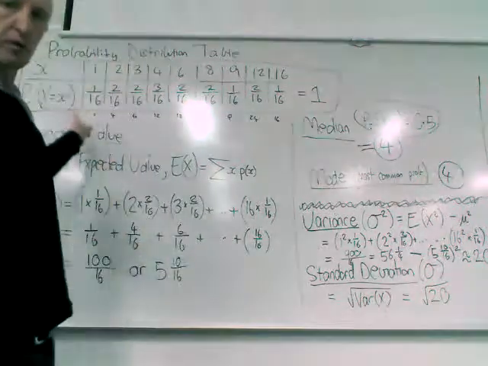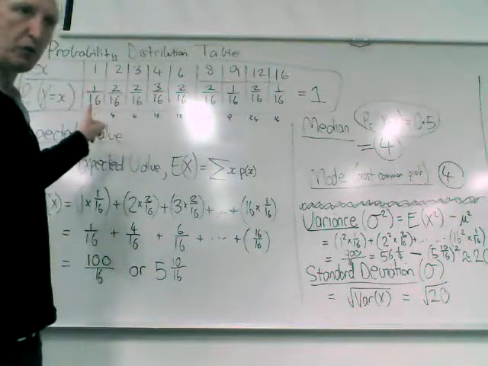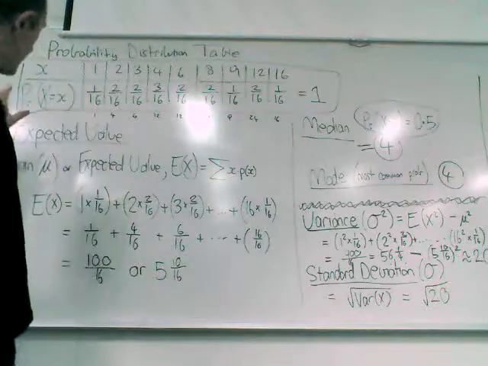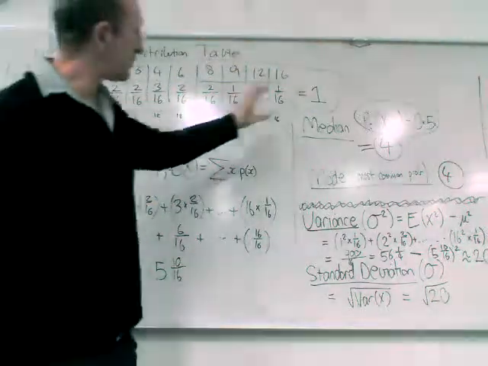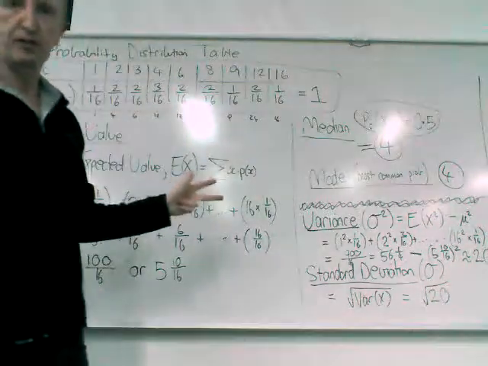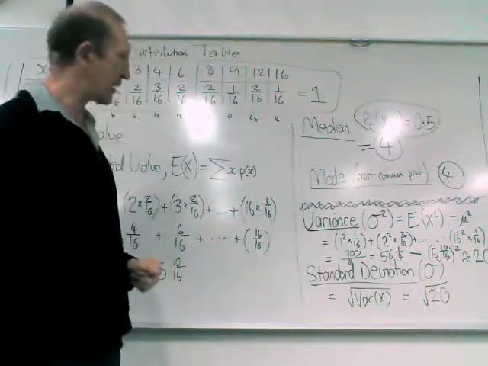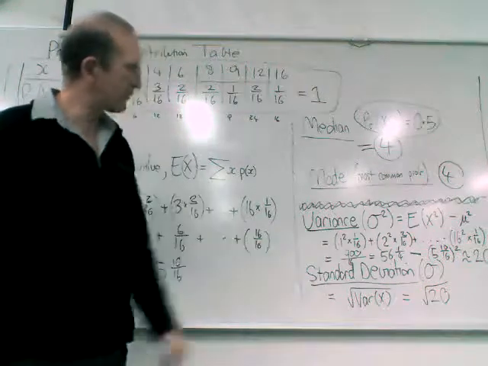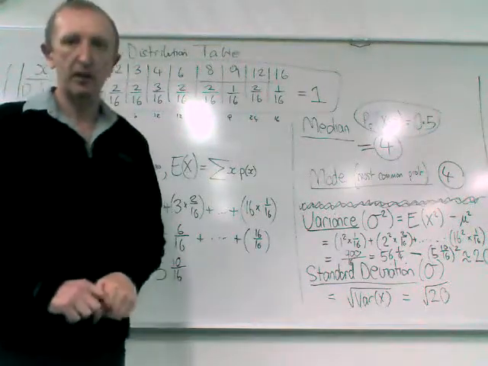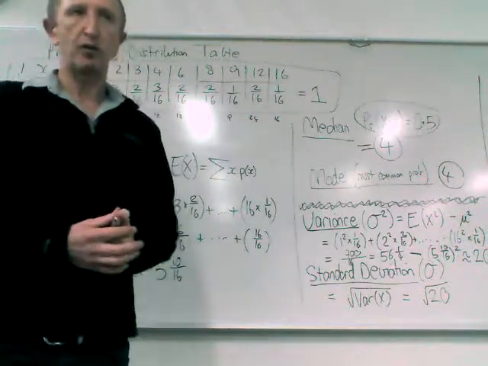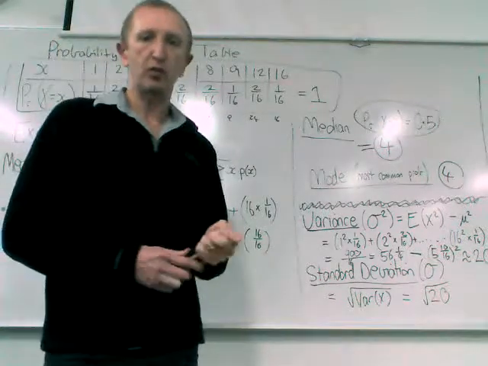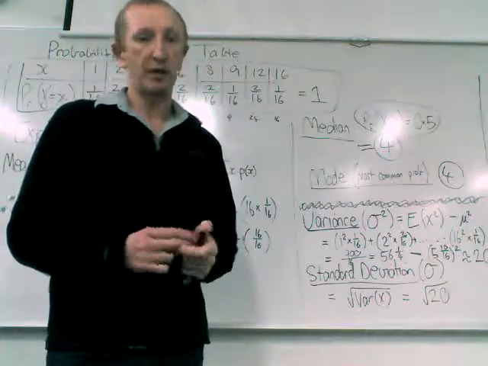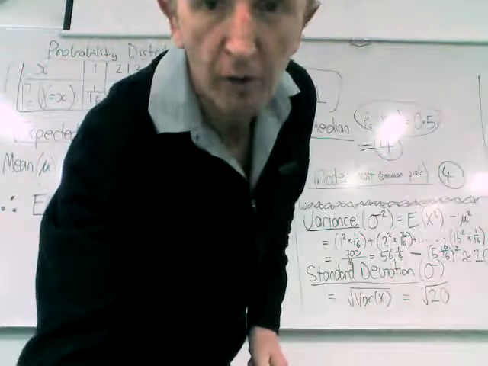Just to summarise, you've got your probability distribution table to start with. You've got expected value, median and mode, the 3 measures of centre that you can calculate. Then you've got the 2 measures of spread, variance and standard deviation. And that's about it. So have a go at exercise 14 if you're using the current textbook, and see how you go. Good luck. Do your homework, please.